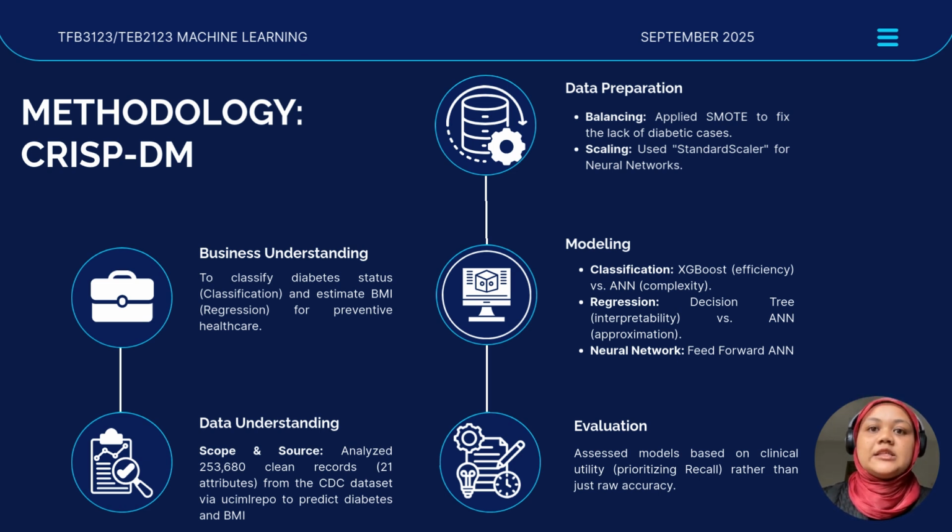To fix this, we applied the synthetic minority oversampling technique, SMOTE, to balance the dataset, and we also applied the standard scaler to normalize the data for the neural network. Our modeling approach was twofold: classification, where we compared XGBoost, chosen for its efficiency, against an artificial neural network to predict diabetes status, and regression, where we compared the decision tree, for its interpretability, against the ANN to estimate the BMI. Crucially, our evaluation strategy prioritized clinical utility, where we focus on recall rather than just raw accuracy, because in healthcare, missing a diagnosis is dangerous.